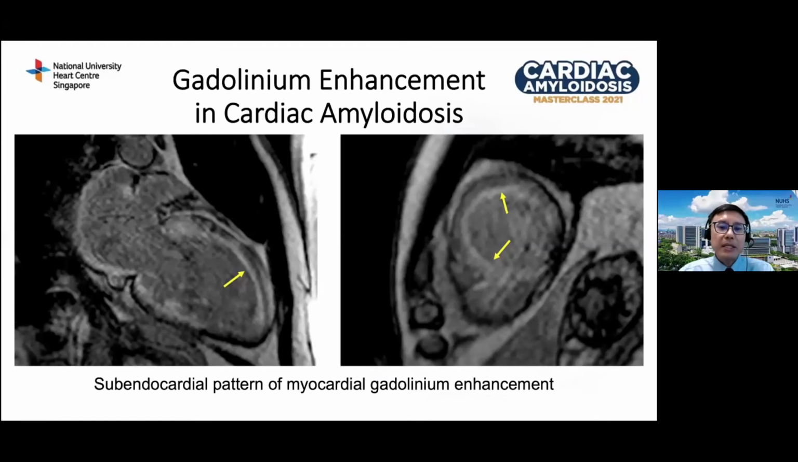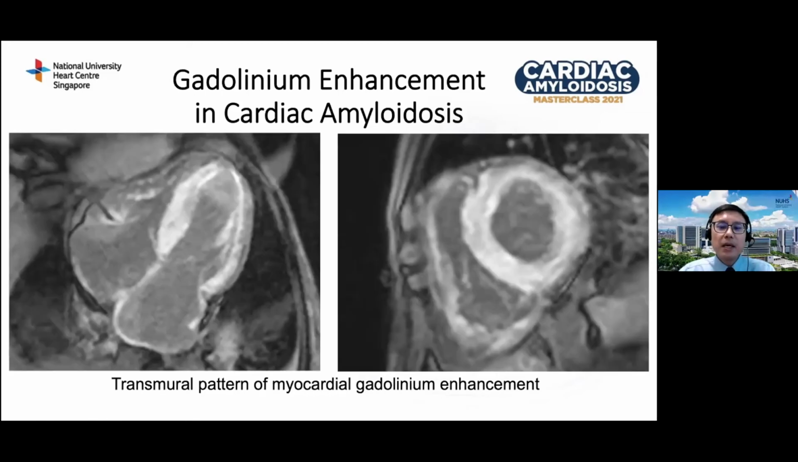So I will show you some examples. This is a picture of the two-chamber view showing a subendocardial pattern of late enhancement. And this is in the short axis view, a subendocardial and circumferential late enhancement. Right? And this is very different from the myocardial infarction that you saw, which is confined to the coronary territory, right?